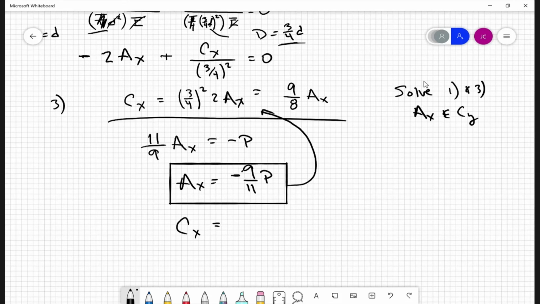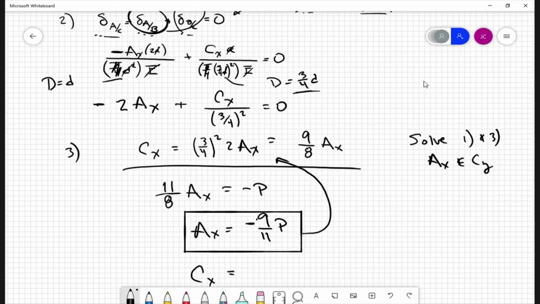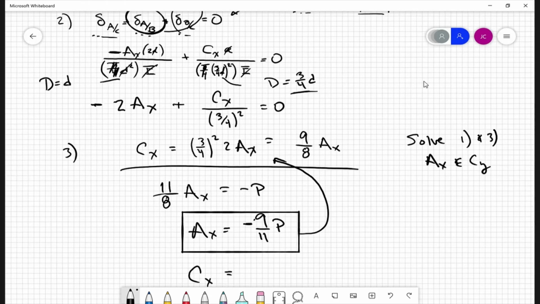Did I make a mistake on this one? 11/8, I'm sorry. This is an 8th, right? Because 9/8, what am I doing? 9/8 go into, what was the other equation?